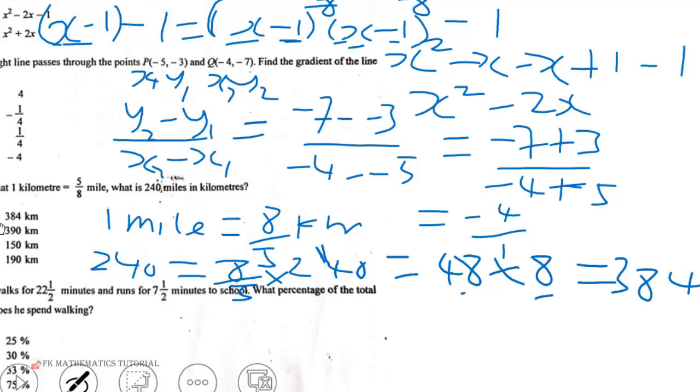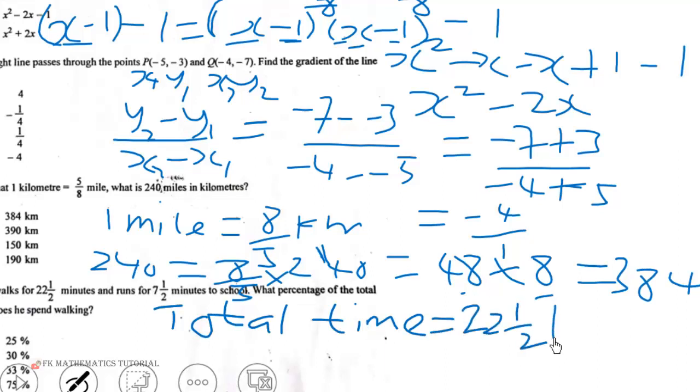John walks for 22 and a half minutes and runs for 7.5 minutes to school. What percentage of the total time did he spend running? So total time is equal to 22 and a half plus 7.5. Half plus half is 1. 22 plus 7 is 29. So this will be 30 minutes.